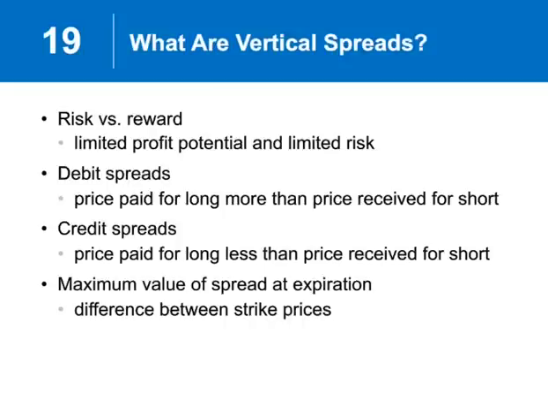And this last bullet here on the slide is really important, and it's one of these simple fundamental rules. The maximum value of a spread at expiration in a vertical is the difference between the strike prices. So if you do a 50-55 spread, the most it can be worth is $5. You do a 50-60 spread, the most that can be worth, of course, is $10, and so on. So the maximum value of the spread at expiration is the difference between the strike prices.